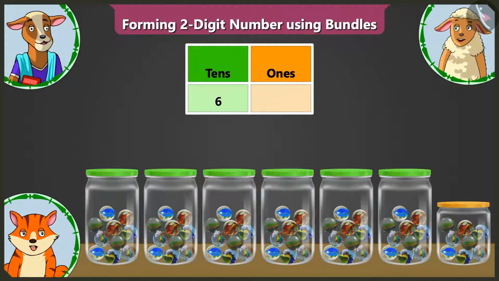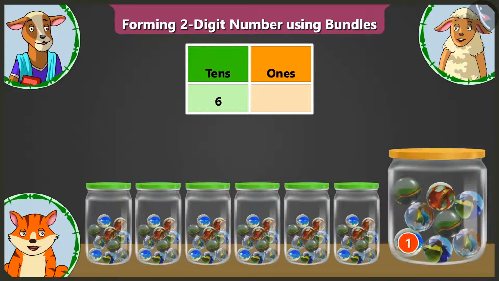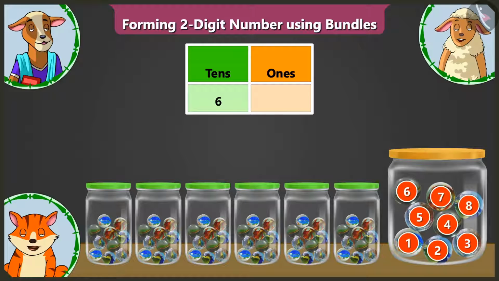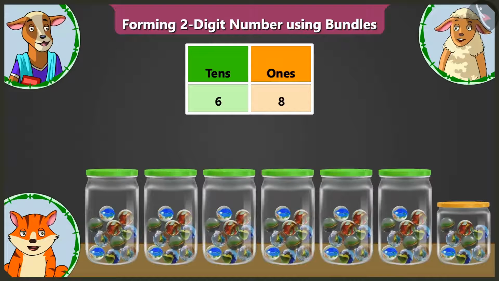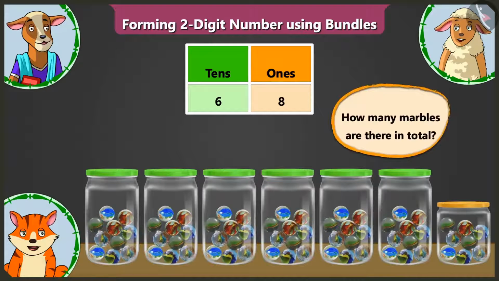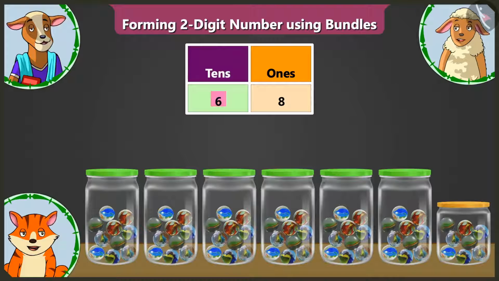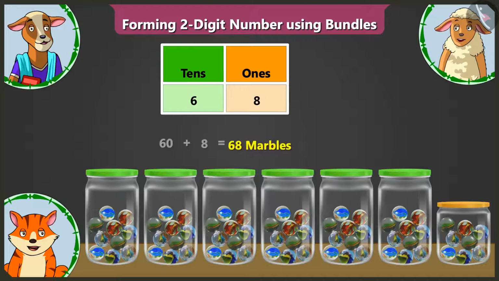Well done, Lily. Now in the 7th jar, we have put 1, 2, 3, 4, 5, 6, 7 and 8 marbles. So in the ones box we have to write 8. Well done, Billy. But my question was, how many marbles are there in total? Here in the tens box there is 6, which means 60 marbles, and in the ones box there is 8. That means there are 8 marbles. That is why there are 60 and 8, 68 marbles in total.